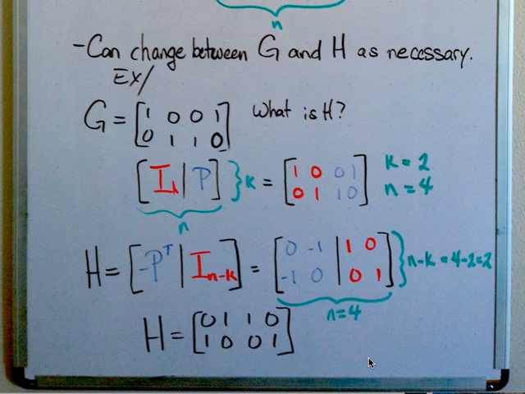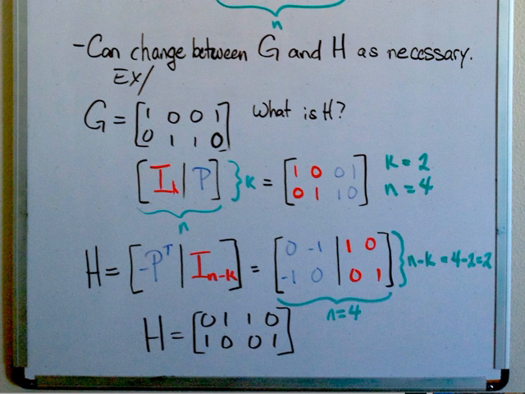However, since we are working in binary, which means we're working mod 2, all our negative ones just turn into positive ones when you add 2 to them. You're working in mod 2, so therefore H, our parity check matrix, is this here. I also want to note that although I put a line here to separate P and I, that's mostly for clarity, so you can see what's going on. With H, the parity check matrix, you don't actually need that line.